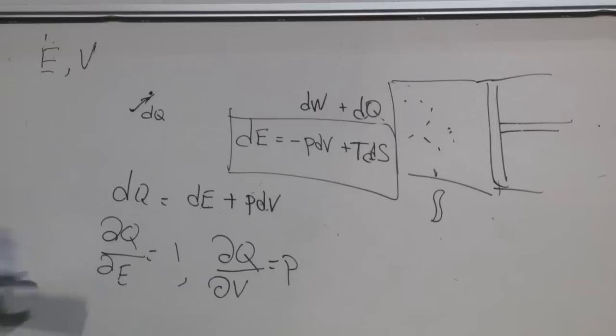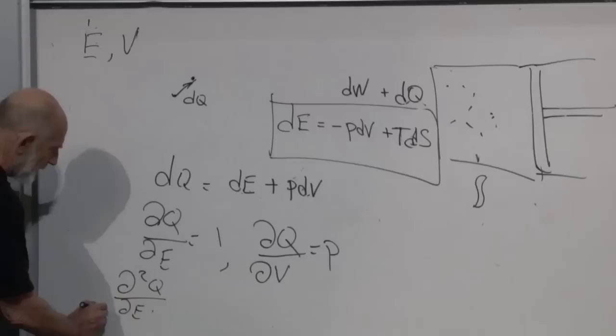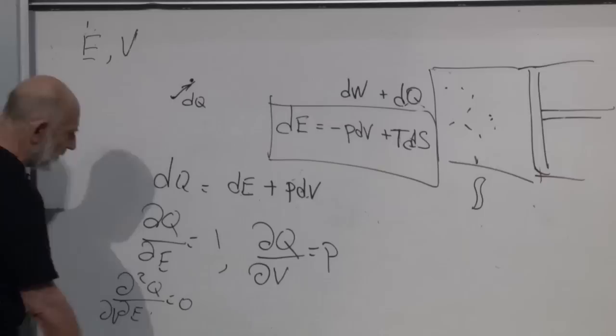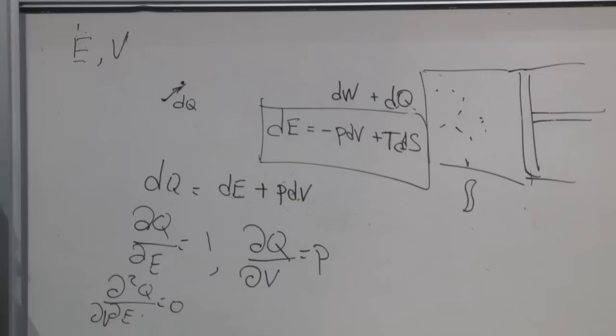So we get, on the left-hand side, d second Q by dE by dV, d volume, is equal to 0. Now let's differentiate the right-hand side with respect to energy. What do we get? We get the derivative of the pressure with respect to the energy.